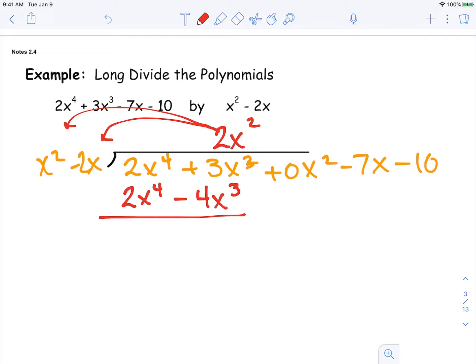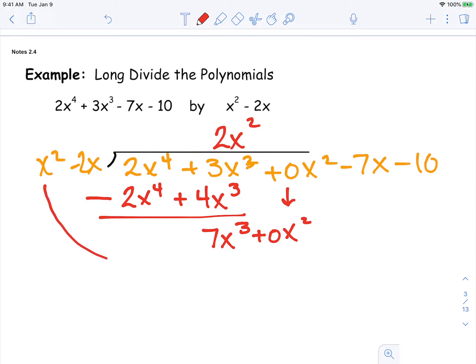Put a line underneath it, subtract. I'm changing those signs. The first set of terms cancel. The next set of terms combine to 7x cubed. Now we're going to bring down the next term and start the process all over again. So we say x squared divided into 7x cubed. What is 7x cubed divided by x squared? Well, that's 7x. So 7x will go up on top of that division symbol.